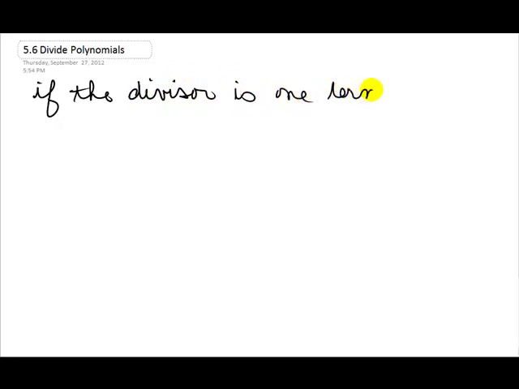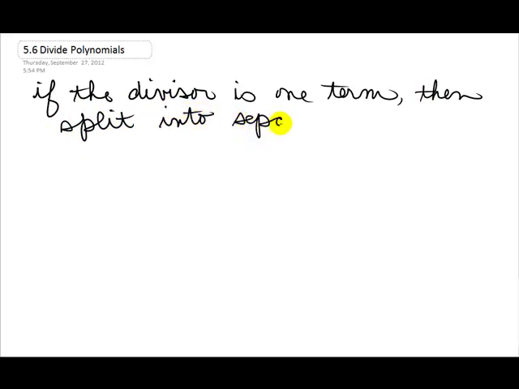In 5.6, we're going to divide polynomials. In our first examples, it's important to write these as a fraction. So let's say if the divisor is one term, then split into separate fractions and reduce each.